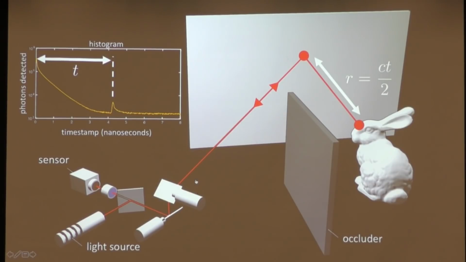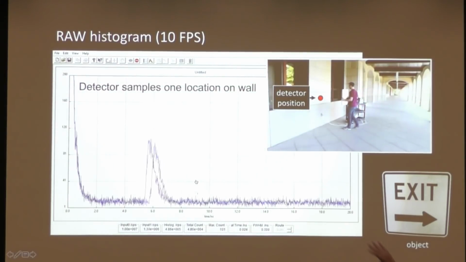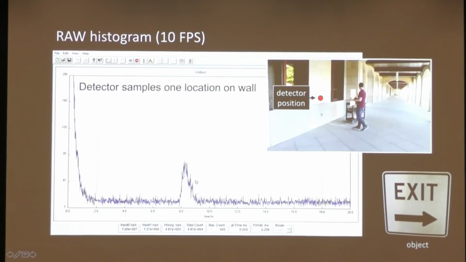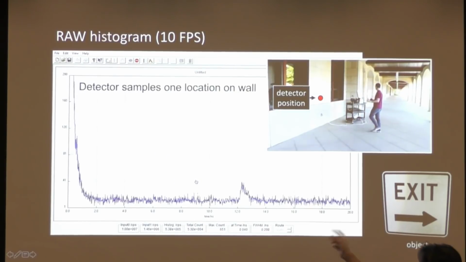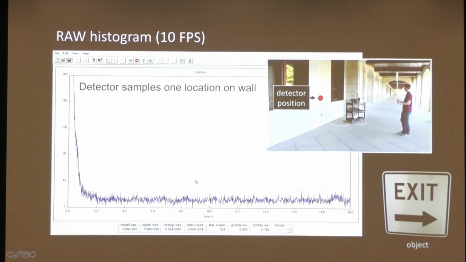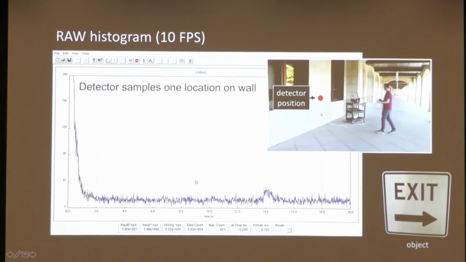So the raw output of a SPAD looks like this. This is the GUI that comes with one of these SPAD systems, and right now it's producing this histogram at 10 hertz, something like that. And this histogram is being produced for this scene here on the top right.